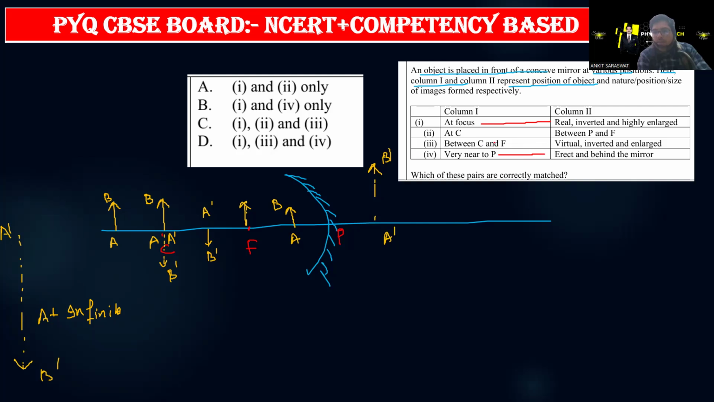Between C and F, virtual inverted, no. At center of curvature, this is also wrong. So which option is correct? Option B, first and fourth. Option first and second, clear? That is not correct. Here, at center of curvature, the image will not form between pole and focus. This is wrong. Between C and F, the image is formed beyond C. I know it is not virtual. First of all, it is real. That is also wrong. So the correct option is first and fourth.